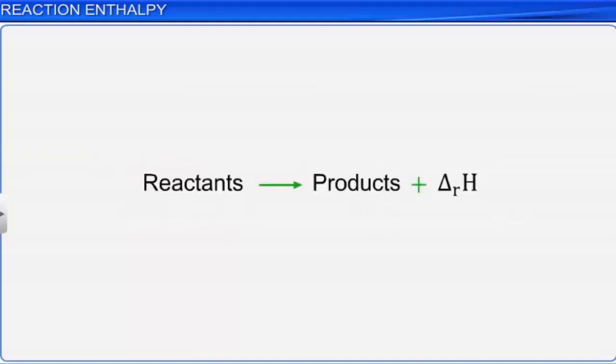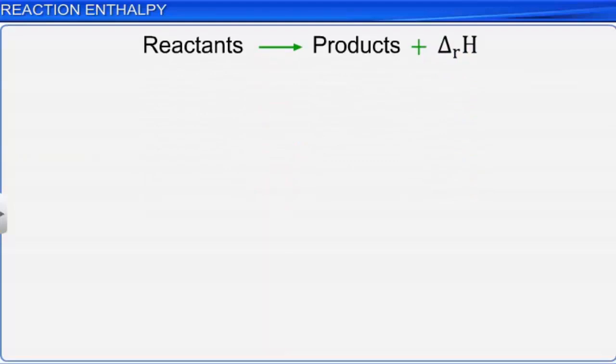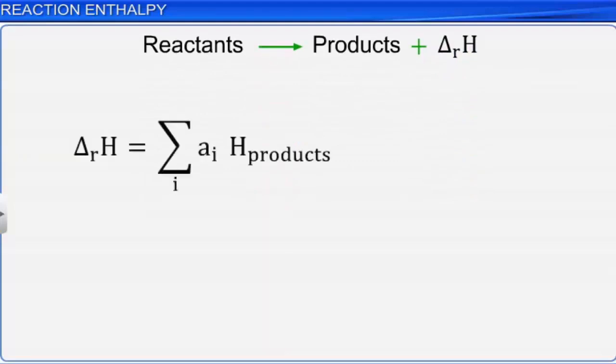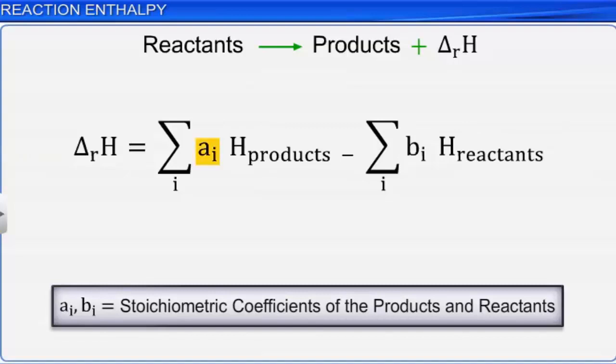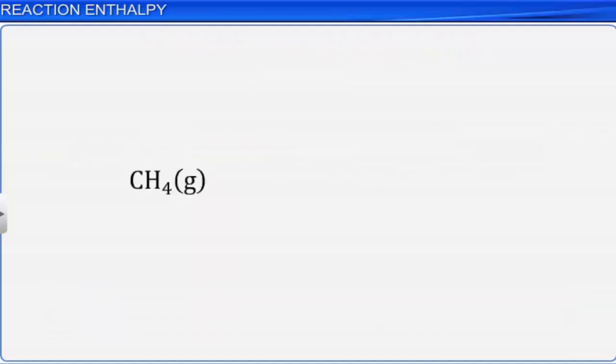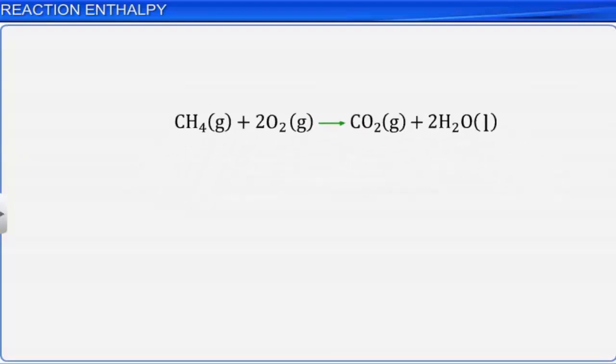Enthalpy change of a reaction is denoted by ΔrH. Enthalpy of a reaction is expressed as the summation of enthalpies of products minus the summation of enthalpies of reactants, where a_i and b_i are the stoichiometric coefficients of the products and reactants respectively in the balanced chemical equation. For example, the enthalpy change for the reaction of 1 mole of methane with 2 moles of oxygen forming 1 mole of carbon dioxide and 2 moles of water may be represented as follows.